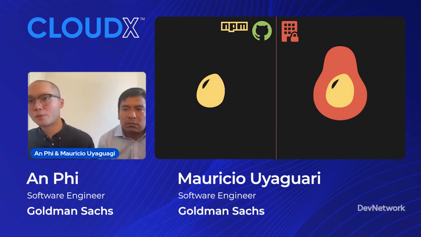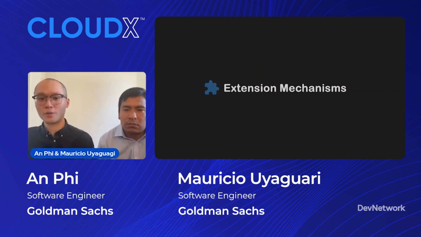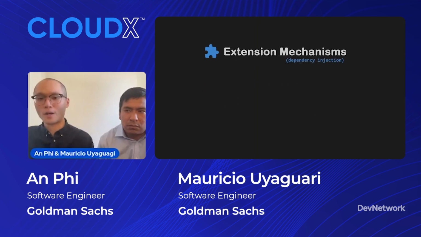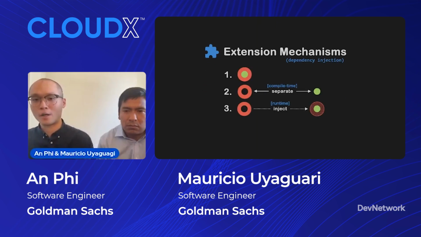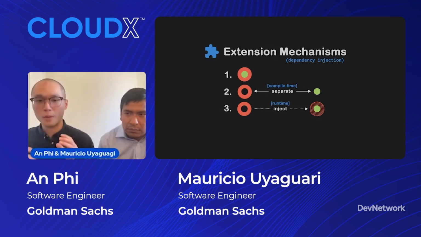Luckily, there's a brute force and somewhat mechanical method to do this. Let us introduce you to what we call extension mechanisms. They are essentially a code pattern, a form of dependency injection. It helps you separate the core from non-core at compile time by moving the non-core logic into an extension that can be plugged back in, or injected back in, at runtime, in order to preserve the behavior from before the refactoring.